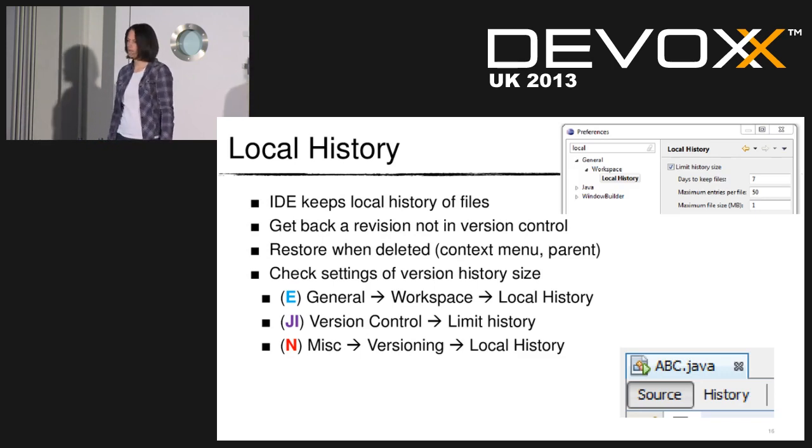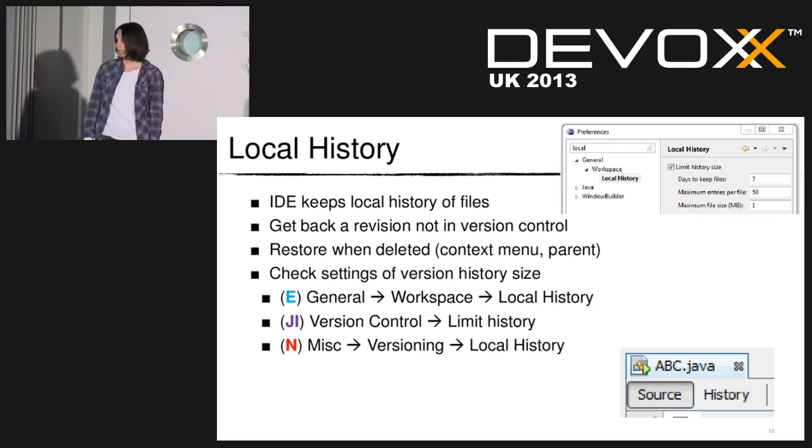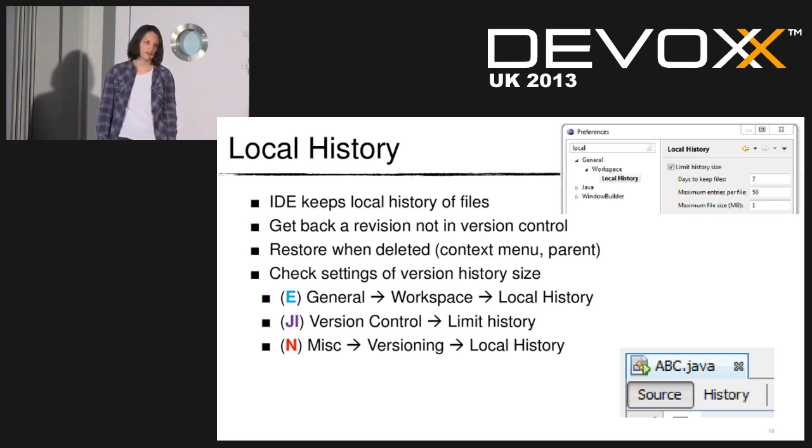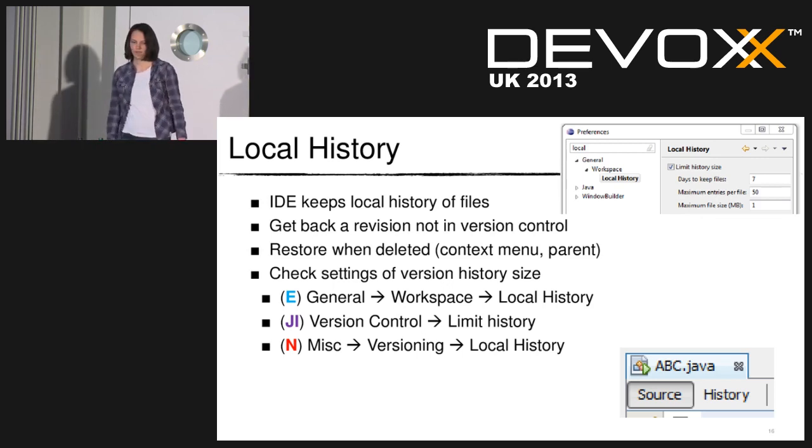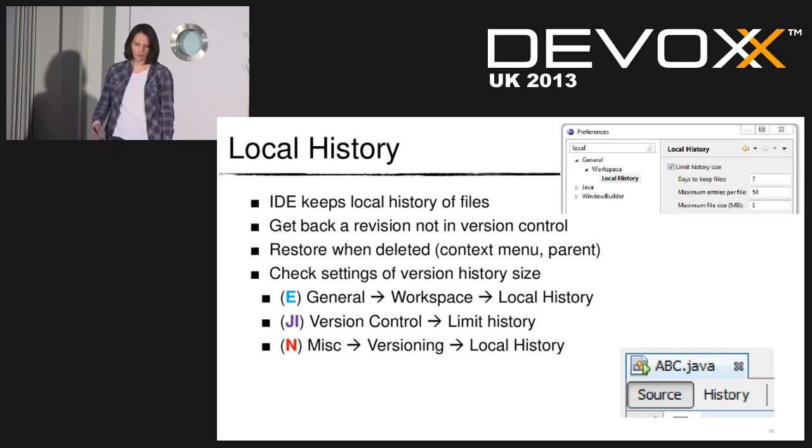The local history is a very important feature in the IDEs. If you don't have a file in version control, you can still get back some old revisions by using the local history feature of your IDE. For example, if you deleted a file, you can restore it by triggering the context menu on the parent folder and choosing Restore. In NetBeans, it's very easy to see that it has a local history because it's shown as a tab in all of the editors, as shown in the corner here below.